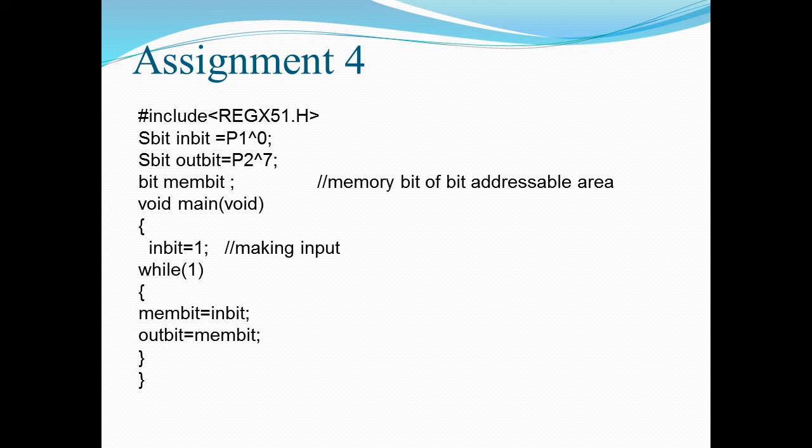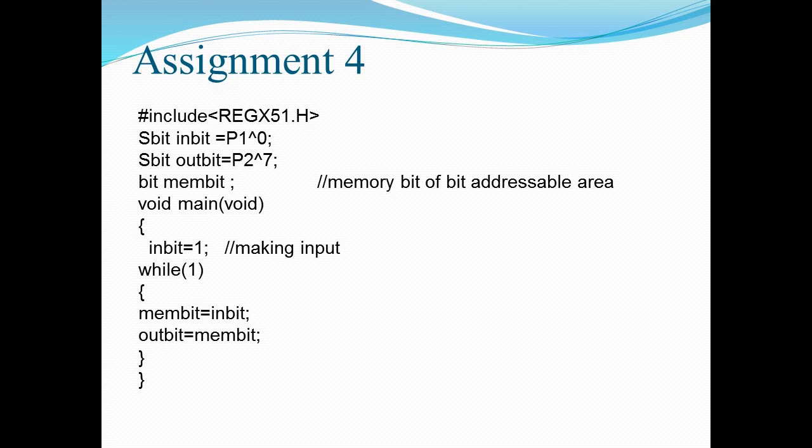So here outbit will have port number 2 line number 7, and we want to store this bit within our bit addressable area. To declare that, we have to use bit, and after that we mention the name, that is membit. So this is how we can store the single bit information. All these single bit variables are mentioned before void main.